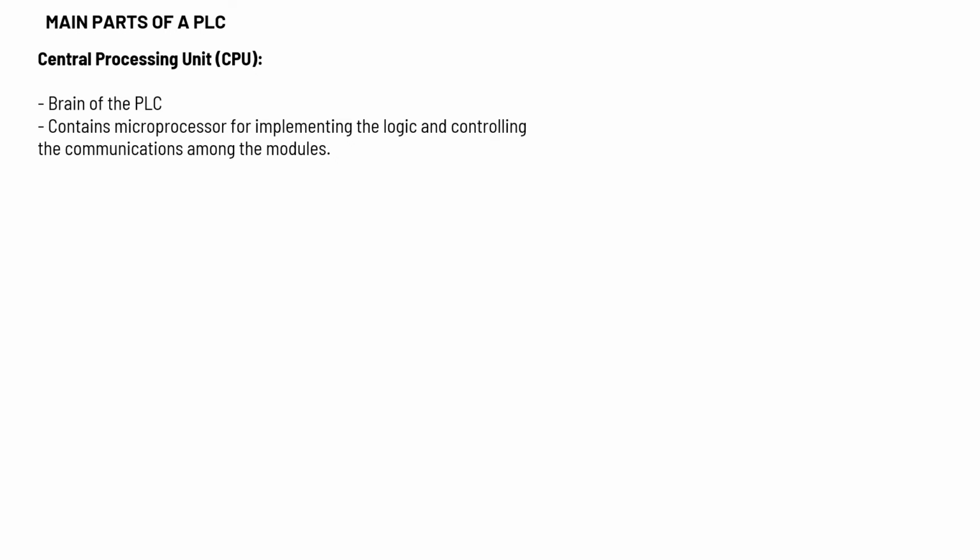CPU, or Central Processing Unit, is the brain of the PLC. It contains microprocessor for implementing the logic and controlling the communications among the modules. It controls all PLC activity and it is designed so that the user can enter the desired program in relay ladder logic using a programming device. Power supply first changes AC to DC current and then supplies the needed voltage to the PLC and its components.